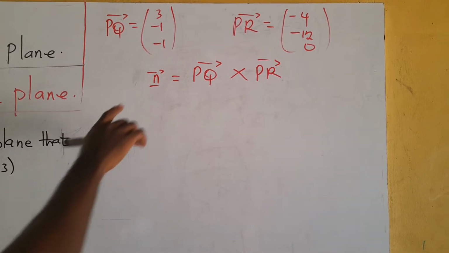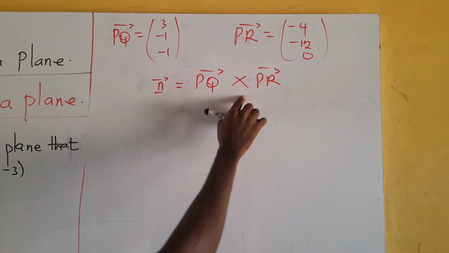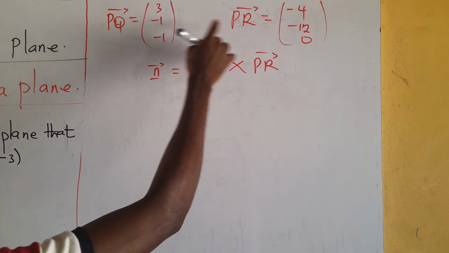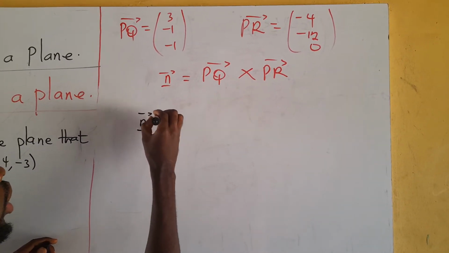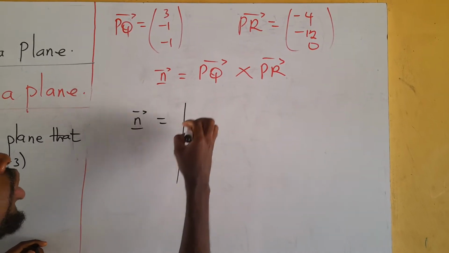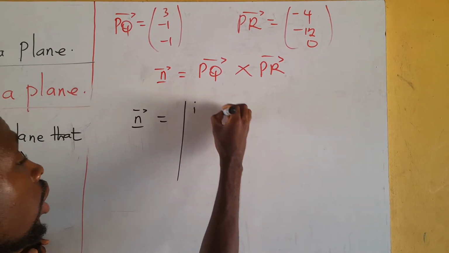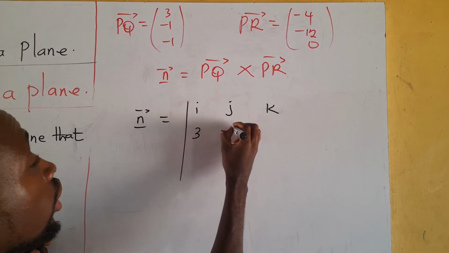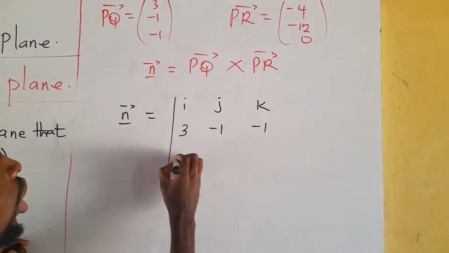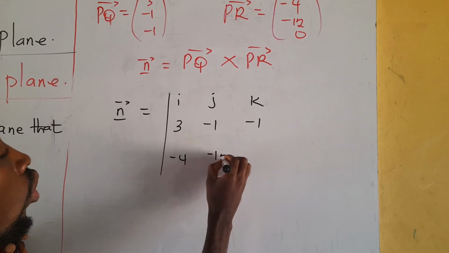So we say the normal vector N is PQ cross PR. We find PQ to be this, PR to be that. So we just find a normal vector. That will be the determinant of a 3 by 3 matrix: i, j, k, then 3, negative 1, negative 1, then negative 4, negative 12, 0.